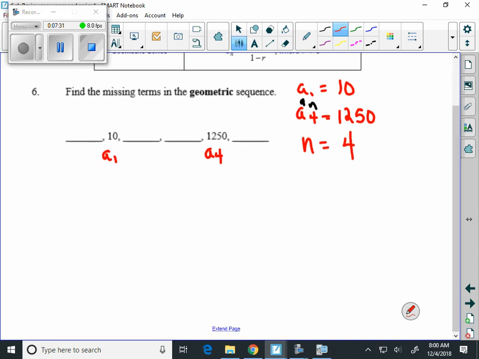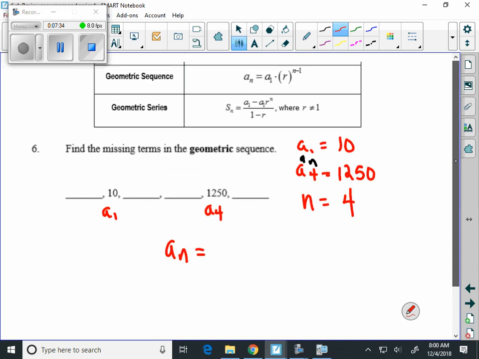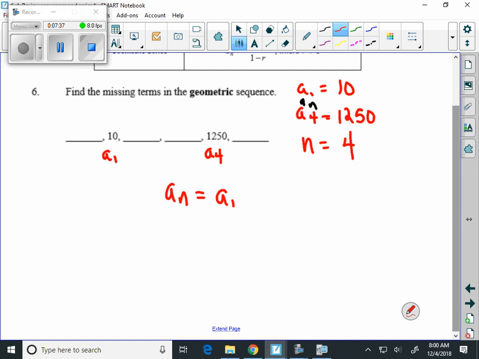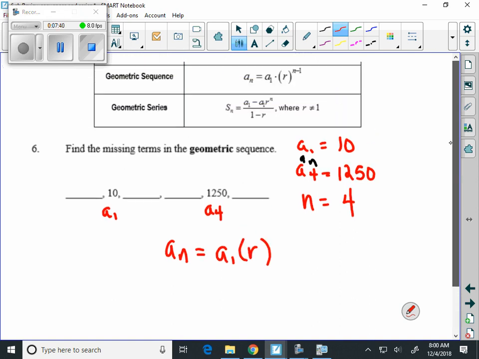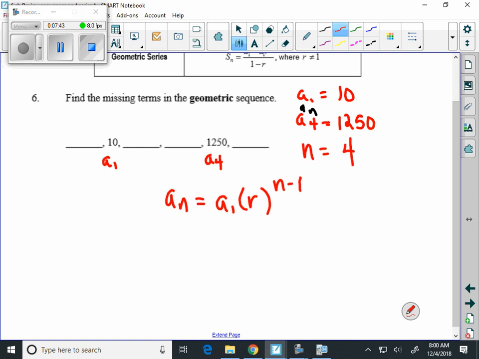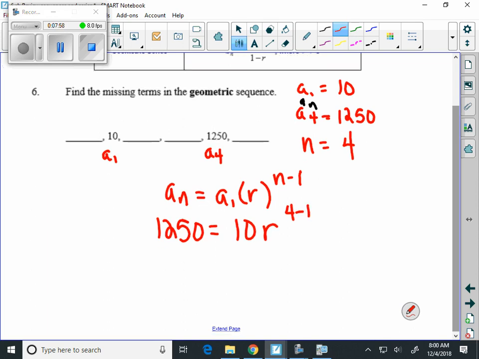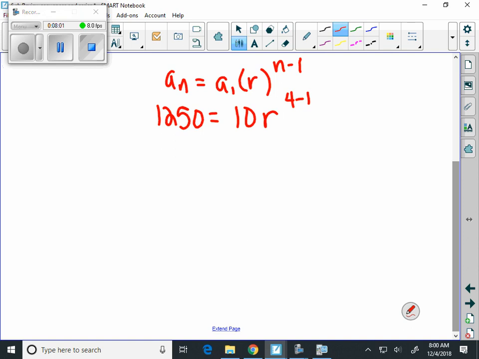Using that first formula, a sub n equals a sub 1 times r to the n minus 1, and let's fill in that formula. Well, a sub n, 1250, equals 10 times r, we don't know the r, it's 4 minus 1. And remember when you solve this, you need to isolate the r first. We're going to divide both sides by 10. And when we do, we get 125. R to the 4 minus 1 is r cubed.